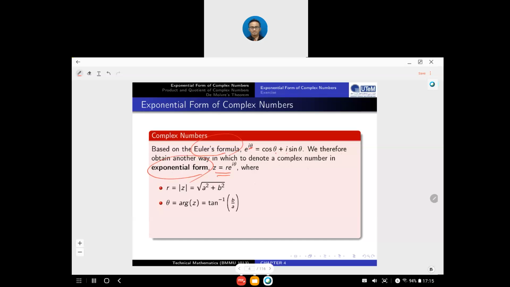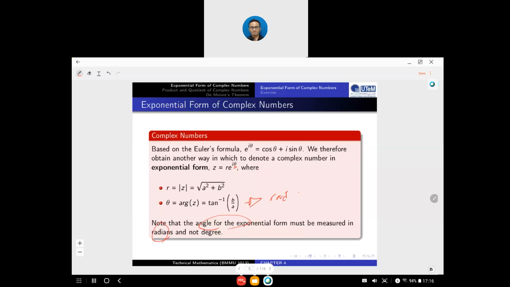So in order to find the complex number in terms of exponential forms, you need to know what is r, what is theta. This r we already learned last week. r equal to modulus z equal to square root of a square plus b square. And then theta is argument of z, whereby tangent inverse equal to b over a. You should know that the angle for the exponential form must be in terms of radian. So this theta must be in terms of radian.